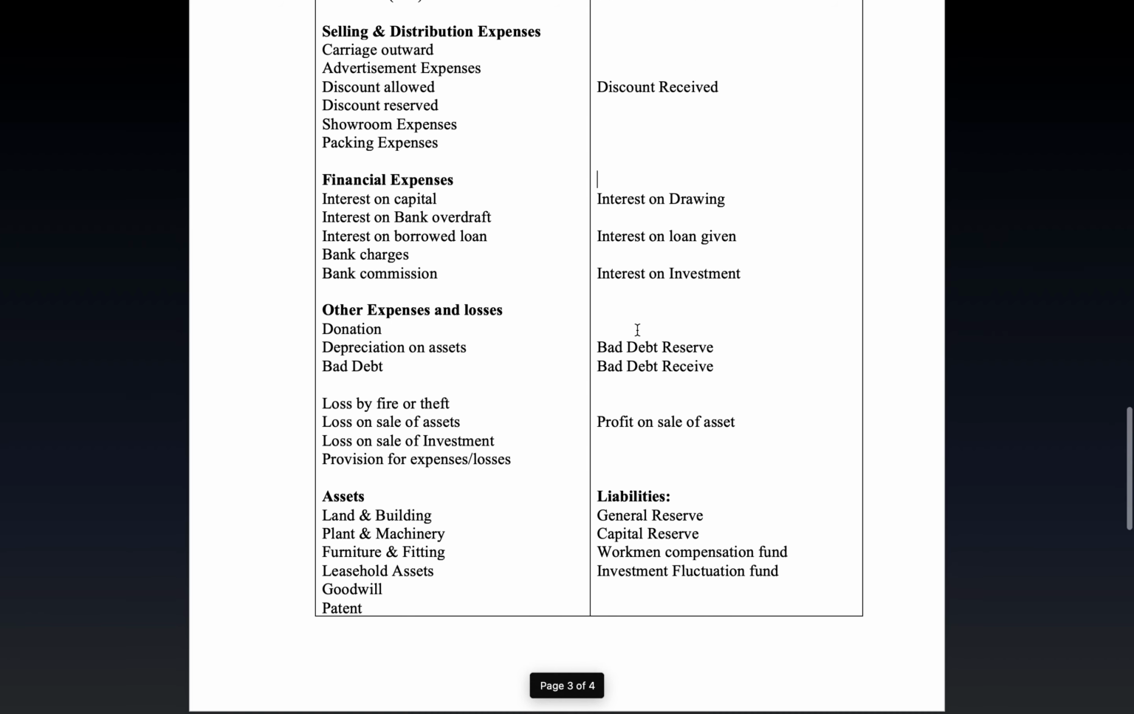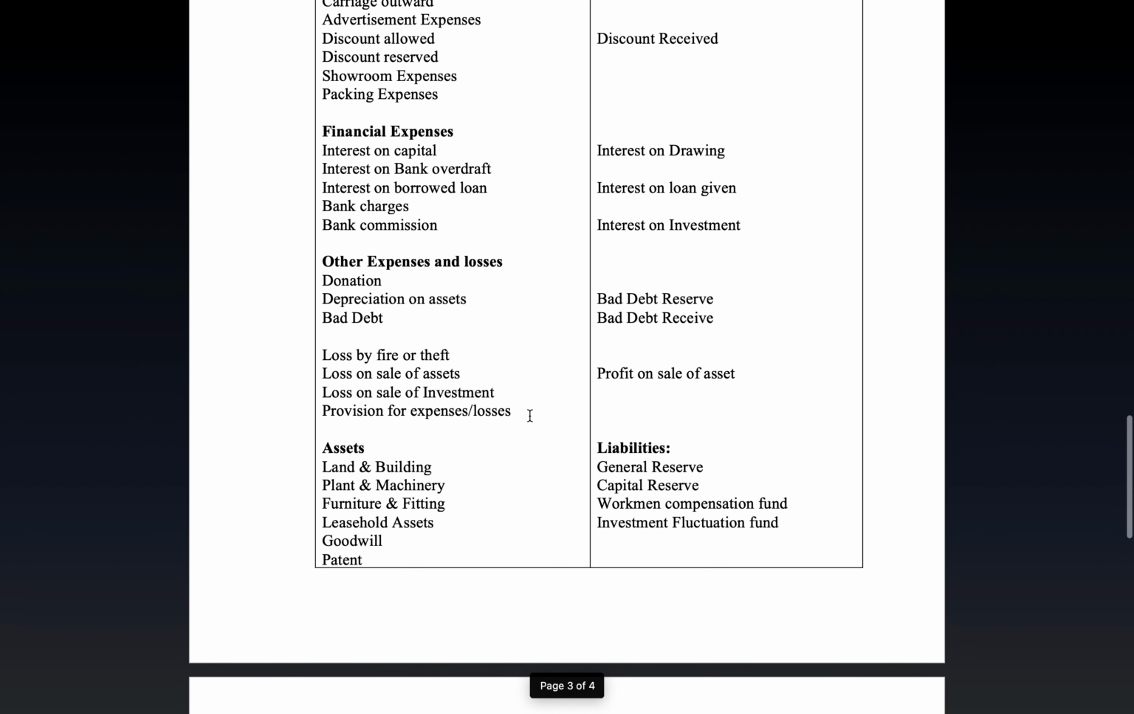Moving to the next, other expenses and losses like donation, depreciation on asset, bad debt, and over here bad debt reserve or bad debt received. Moving to the next, loss by fire, theft, loss on sale of asset, loss on sale of investment, provision for expenses and losses. You can count over here the nominal rules. Expenses and losses remain on the debit side, income and gain comes on the credit side.